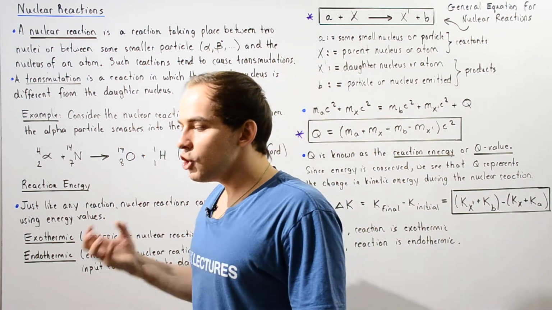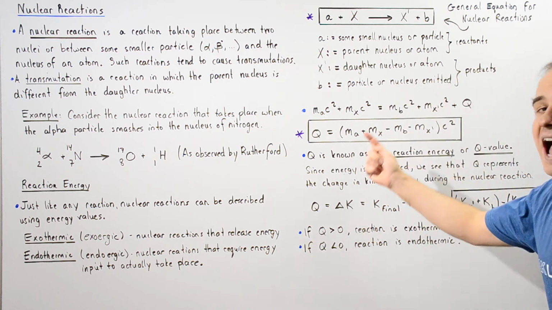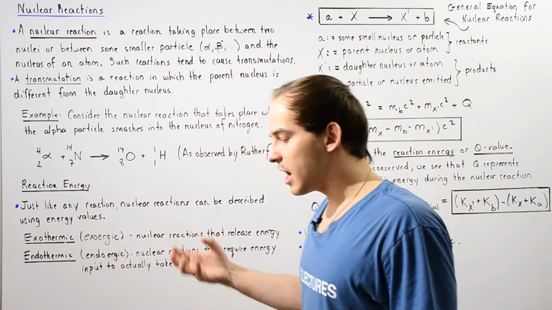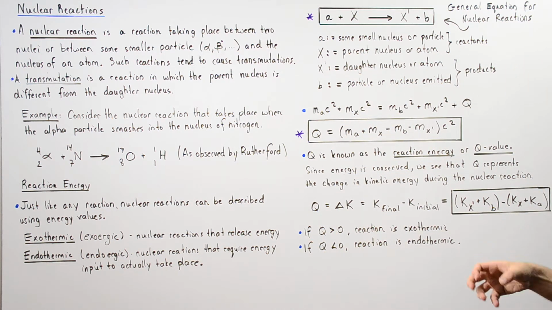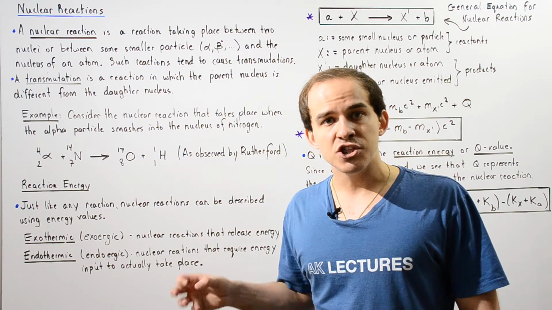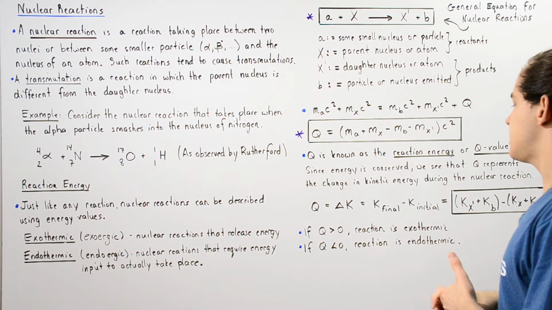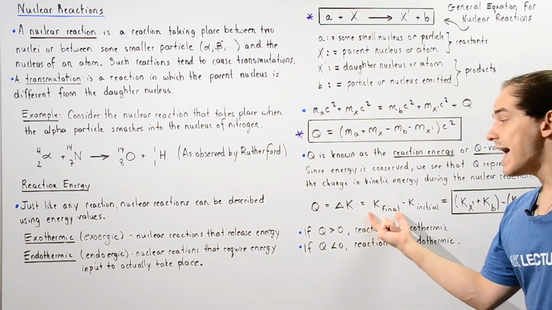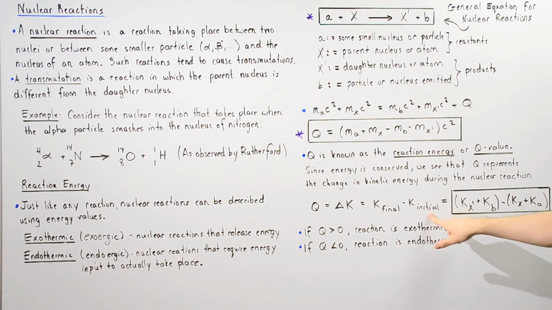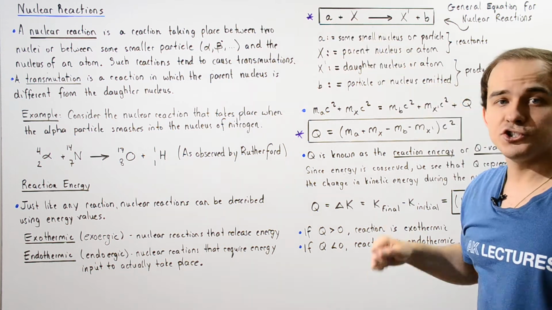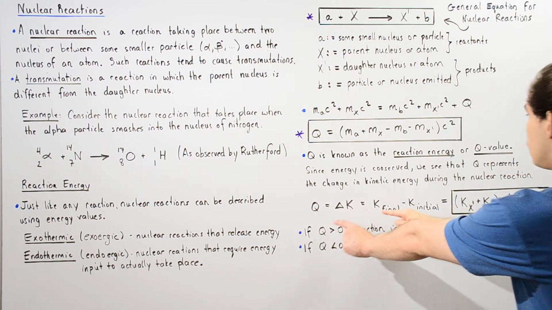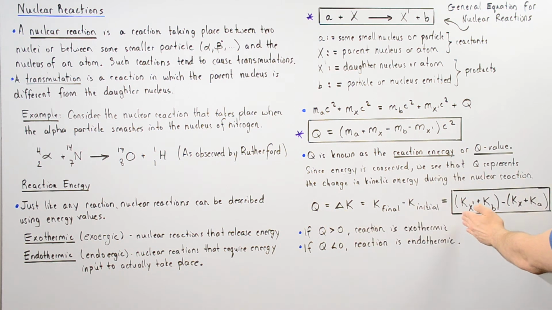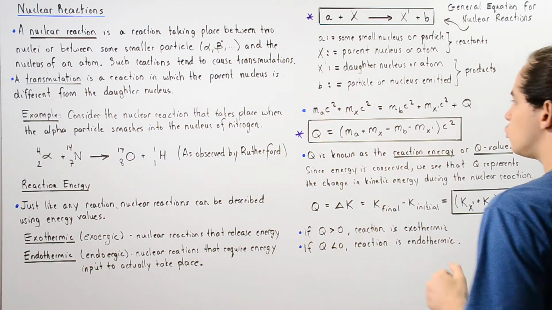So we take the difference of the masses and multiply that by c squared, and that gives us our Q value. Now Q is simply the Q value, or the reaction energy, of our nuclear reaction, and by the conservation of energy we see that Q represents the change in kinetic energy that takes place when our nuclear reaction takes place. So Q is given by the kinetic energy of the final products minus the kinetic energy of the initial reactants. We have the kinetic energy of X prime and B, we take the sum and subtract the sum of the kinetic energies of the reactants. This gives us the reaction energy. We can use either this equation or this equation to calculate the reaction energy.